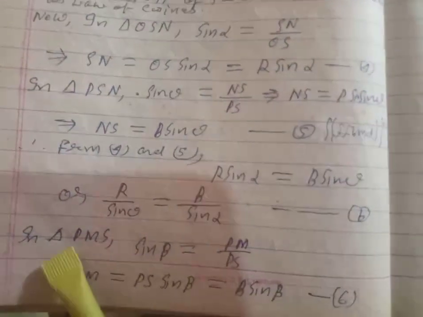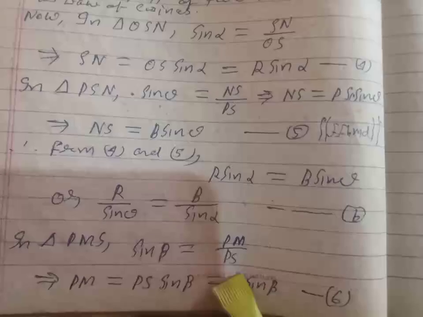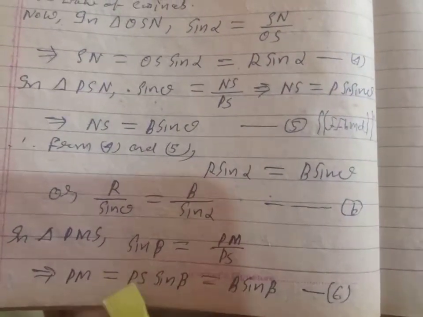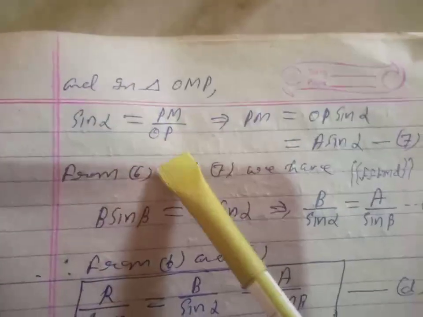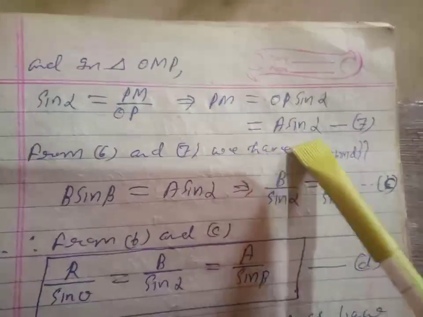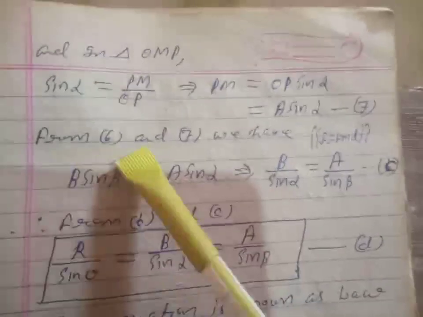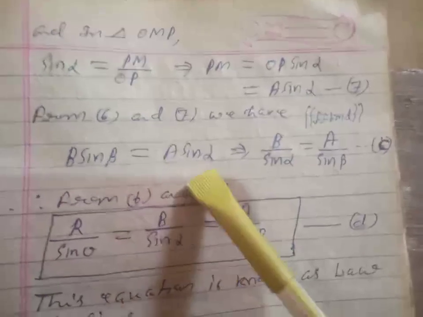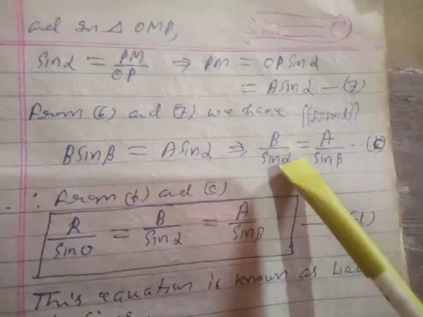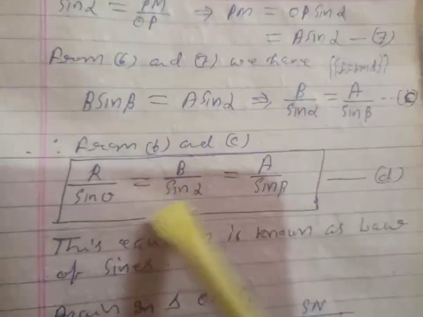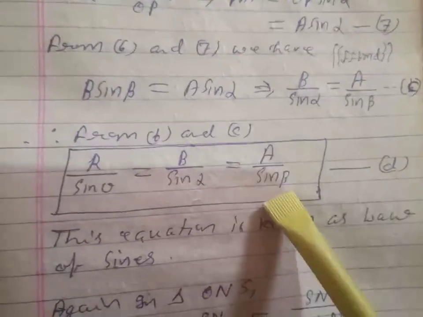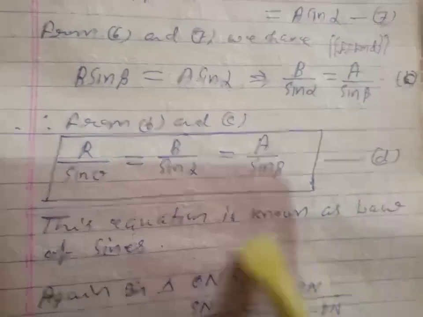And in triangle PMS, sin beta equals PM by PS. This implies PM equals PS into sin beta, equals B sin beta. Equation 6. And in triangle OMP, sin alpha equals PM by OP, or PM equals OP sin alpha, equals A sin alpha. Equation 7. Hence, from 6 and 7 we have B sin beta equals A sin alpha. This implies B by sin alpha equals A by sin beta. Hence, from B and C we get R by sin theta equals B by sin alpha equals A by sin beta. D. This equation is known as the law of sines.